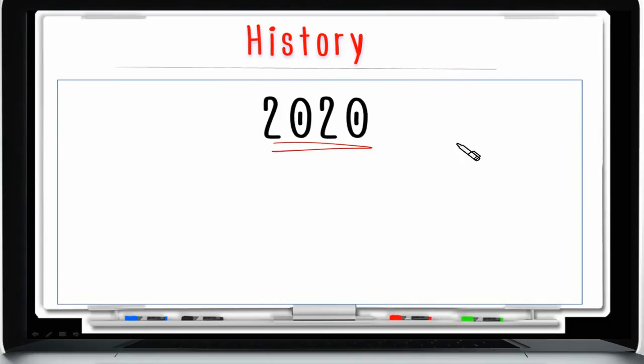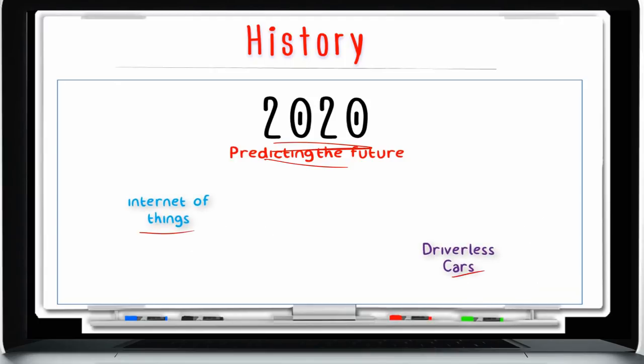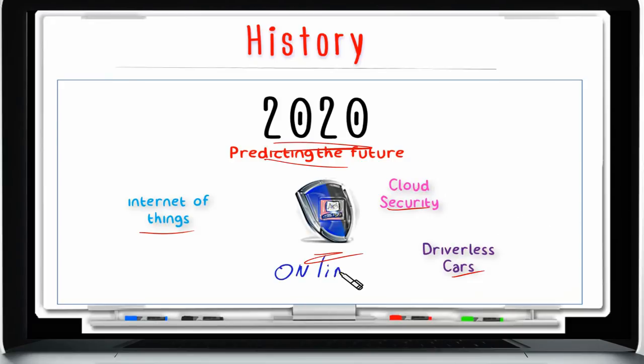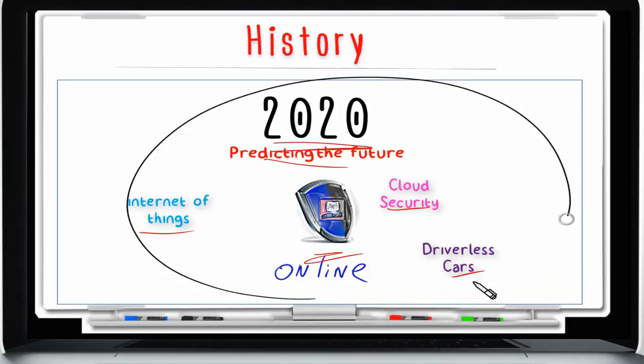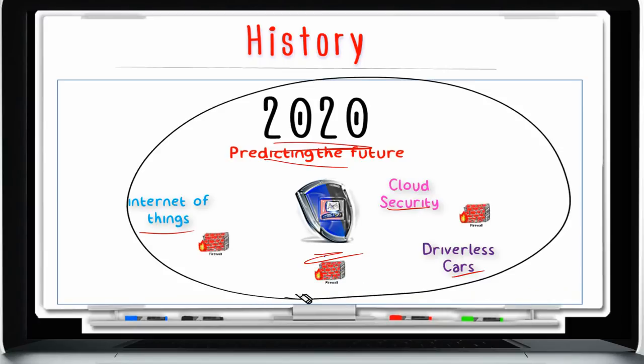And now we come to the second decade and beyond. I can't really predict the future, but looking at the present, we can have an idea of what the future might look like. We can definitely say it will be an era of the Internet of Things, driverless cars, and cloud security solutions. We can predict that the security field and the security products will still be in big demand to protect any devices that are connected online, and also to protect all the resources that are part of the corporate premise, and also those that are hosted in the cloud services.